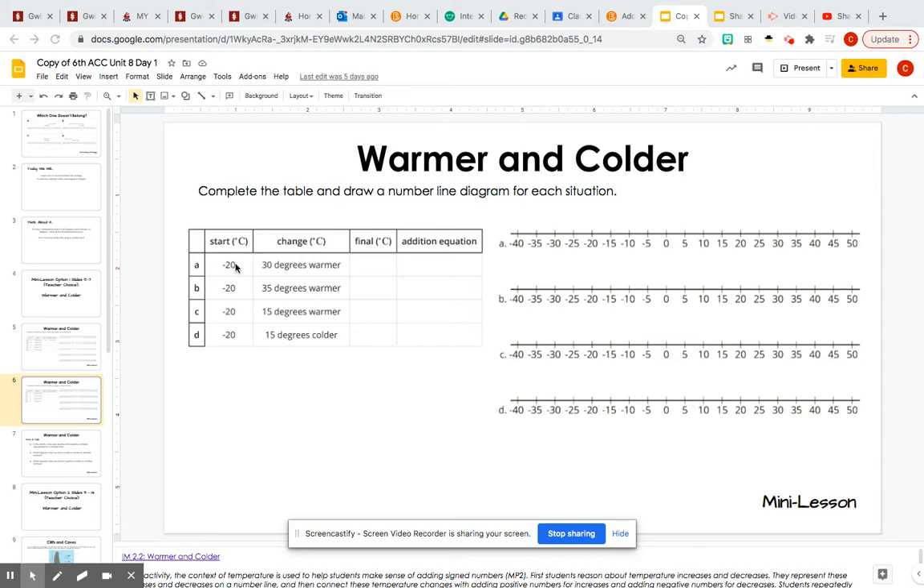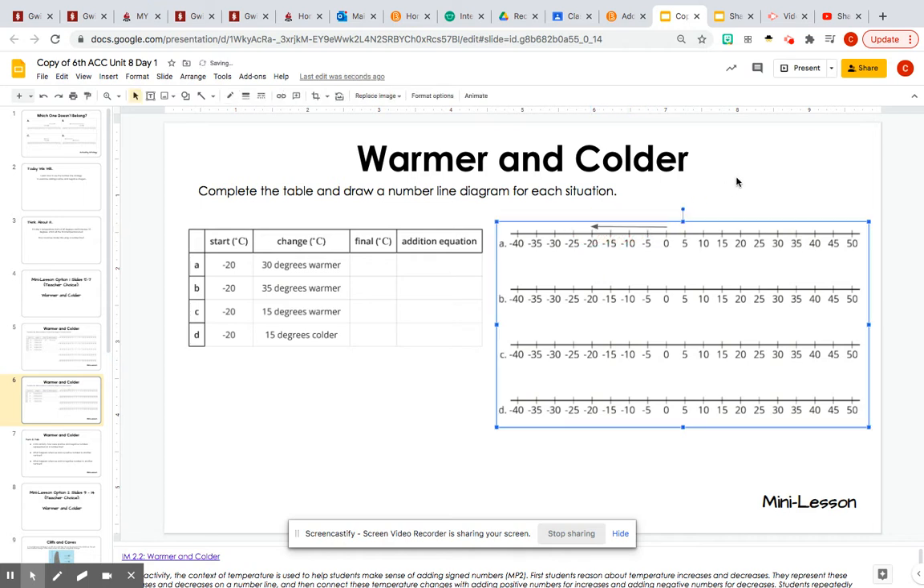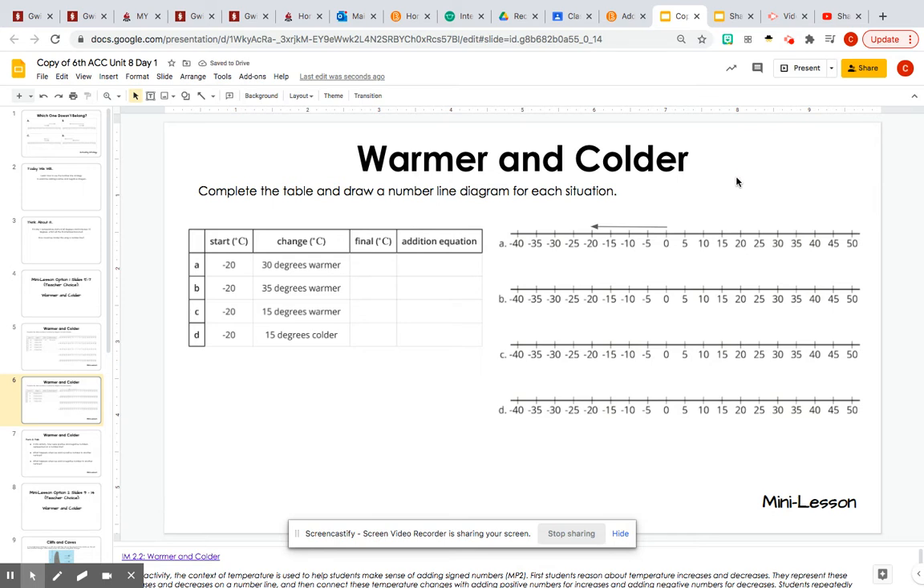This first one says if we were to start at negative 20 degrees, and I definitely want to model the fact that we are starting at negative 20, which means we were at 0 and we have gone backwards 20, or we are 20 degrees below 0. Then it says we get 30 degrees warmer. So I'm going to click my arrow tool and start here at negative 20, and ask myself, what would 30 degrees warmer be?